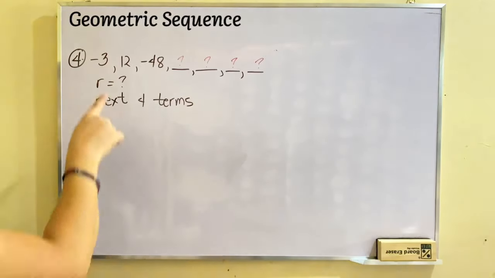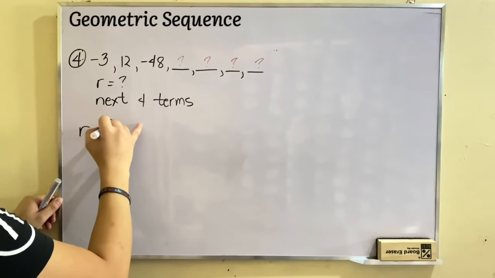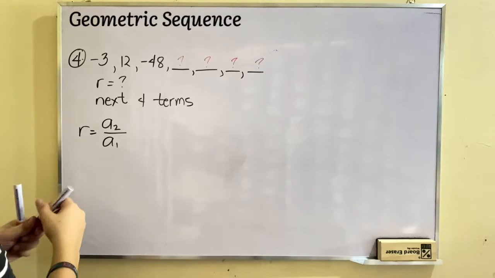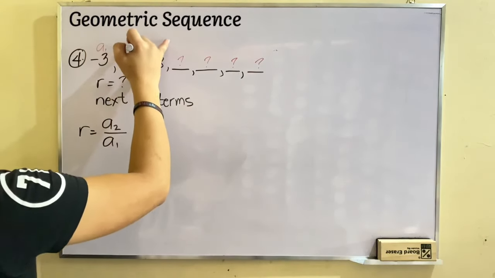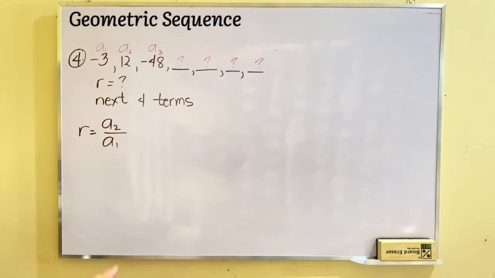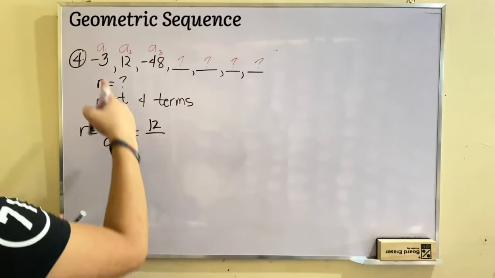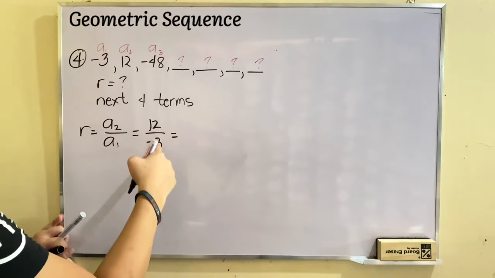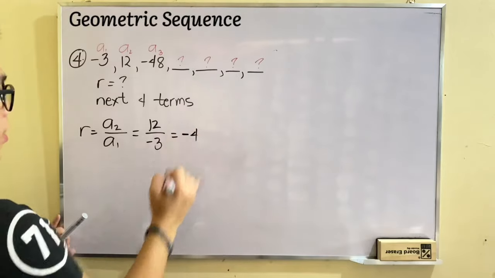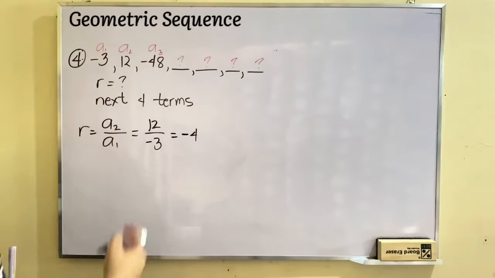First step, hanapin natin yung common ratio. And the formula for the common ratio is a sub 2 divided by a sub 1. Nandito si a sub 1, nandito si a sub 2, and nandito si a sub 3. Solve natin yung common ratio. A sub 2 is 12 divided by a sub 1, which is negative 3. 12 divided by 3 is 4. Positive divided by negative is negative. So, common ratio between a sub 2 and a sub 1 is negative 4.